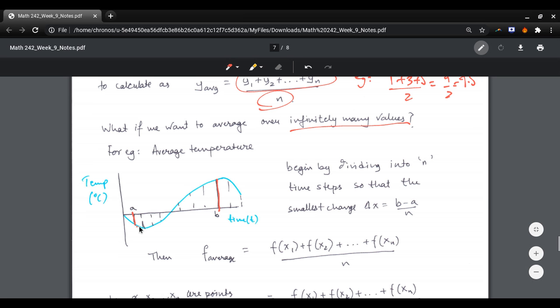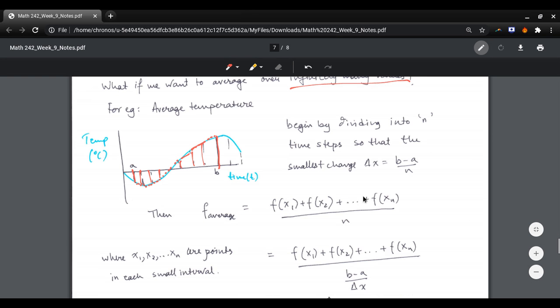Now what you have here is infinitely many values, and you cannot potentially add all of them. So what we do is, we do our standard calculus trick, we divide it into n time steps, right? Assume that during that time step it's almost constant, and the smallest change is delta x equals (b minus a) over n. Then the average is just the sum of the function values over those endpoints divided by n.